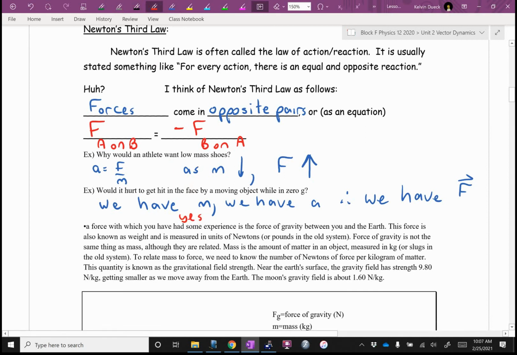Here's what else that means. That means you can use a hammer in 0G and it will still hammer a nail in. Even though there's no gravity, the hammer still has mass, and it will decelerate when it hits the nail, so it will apply a force. Okay?